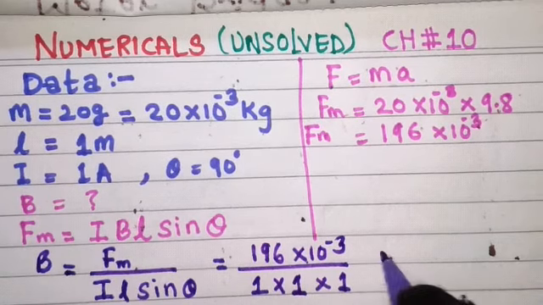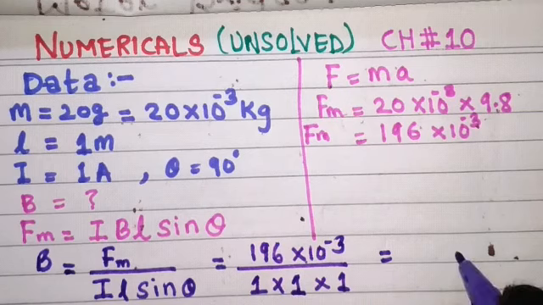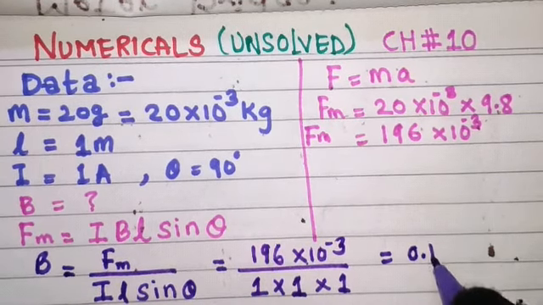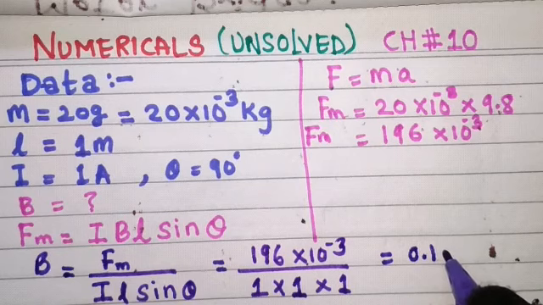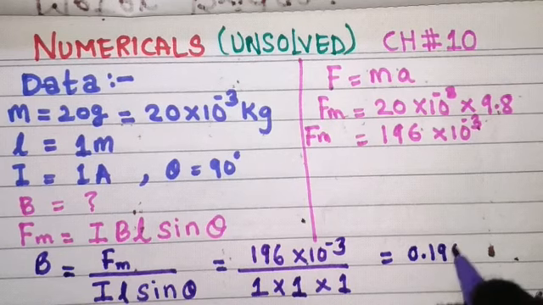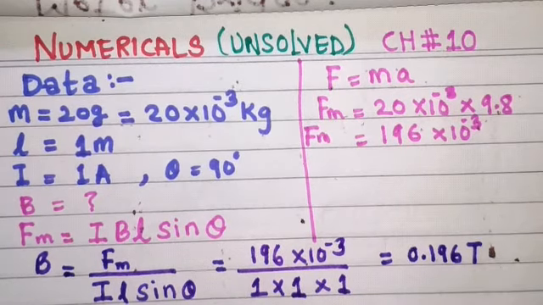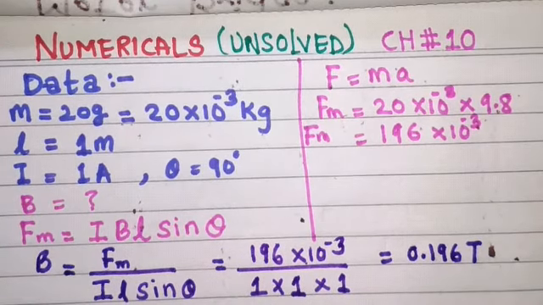So finally the answer for the same is 196 into 10 raised to minus 3, or you can write 0.196, and this is the magnetic field, so the unit will be Tesla. So this is your final answer.